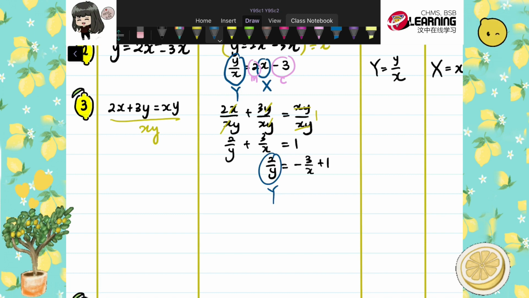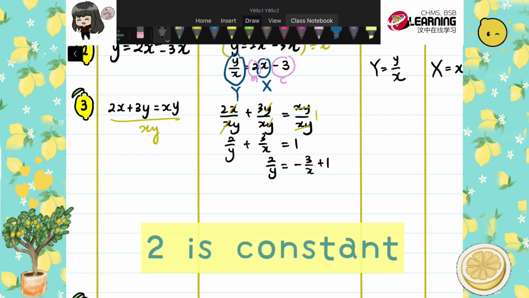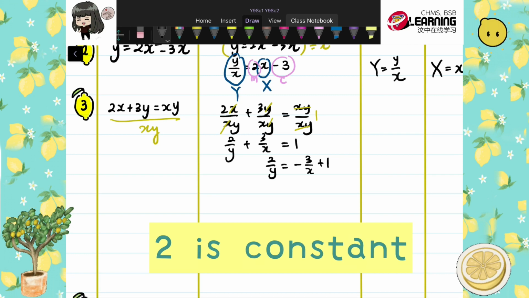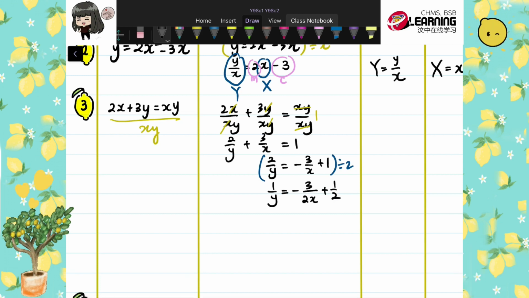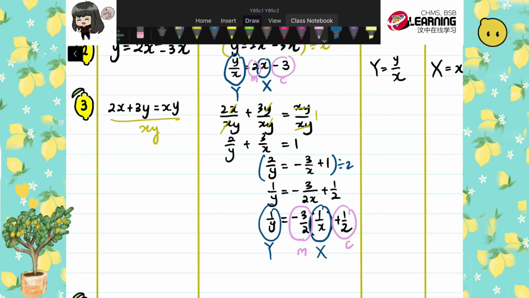Why? Because there's a number 2 there. Okay, so what I'm going to do here is divide by 2. So this one become 1 over Y. This one will become negative 3 over 2x plus 1 over 2. So basically, when I divide by 2, the 2 will be on the denominator. Right? So this one, I will separate them. Negative 3 over 2, bracket 1 over x plus 1 over 2. So here I see my big Y already. This is my big X and my M and my C.